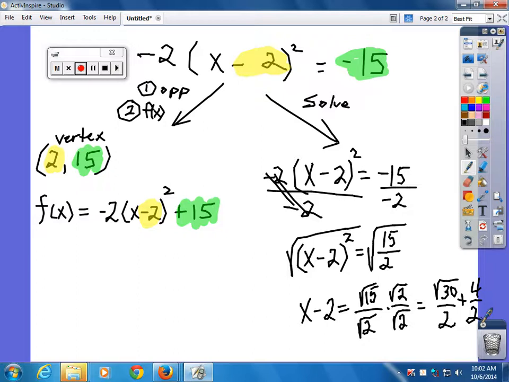And let me highlight that blue, so you'll know what I've done. There's the 2, I brought it over as 4 over 2. So our x-intercept in exact form is x is equal to plus or minus the square root of 30 plus 4 over 2. That's the exact form. That's the exact, meaning the square root symbol is in there.